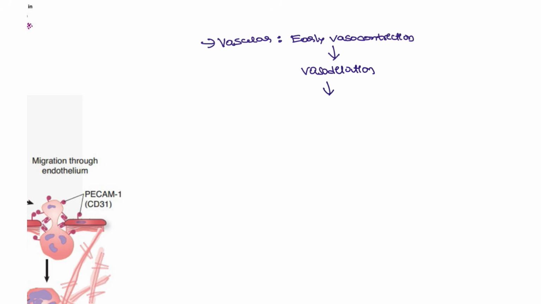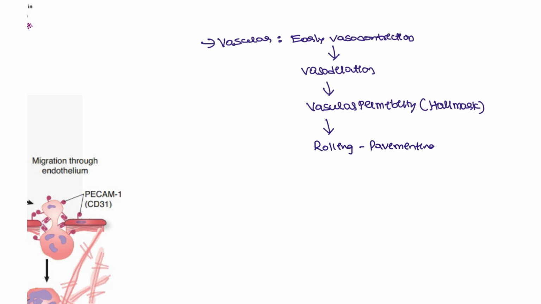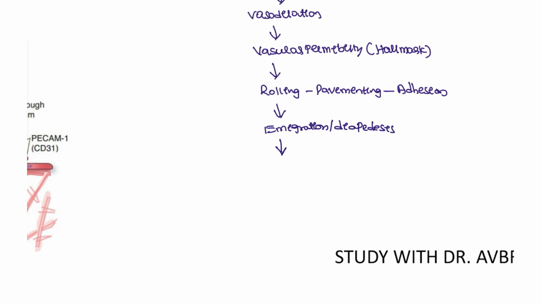vasodilation, and then followed by vascular permeability. This vascular permeability is the highlight of the whole acute inflammation. This is considered the hallmark of the condition, followed by rolling, pavementing, and adhesion, and emigration, diapedesis, to the spot where the inflammation is, where the causative organism is present.